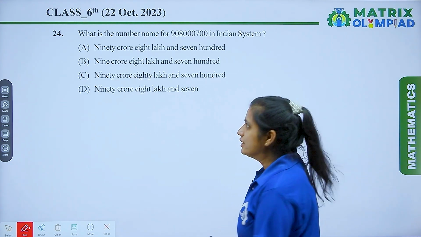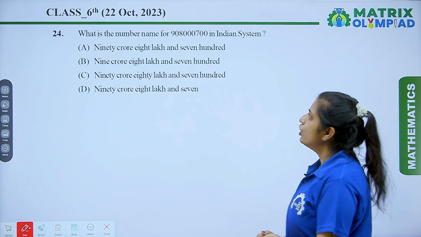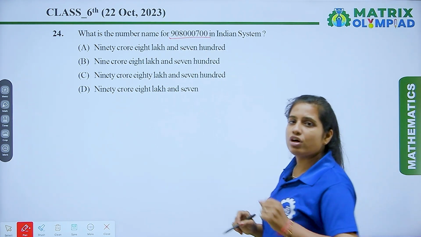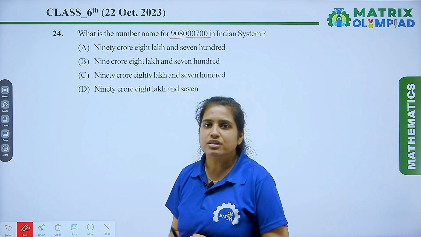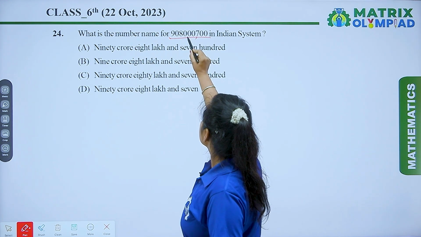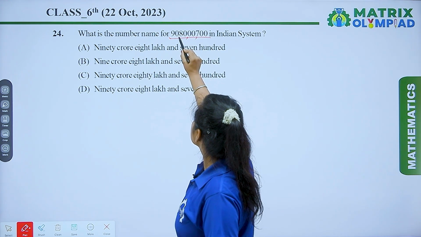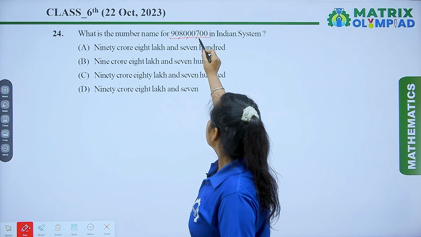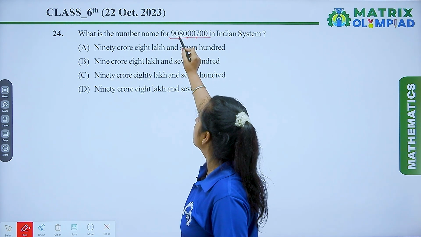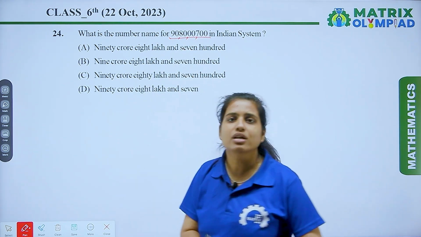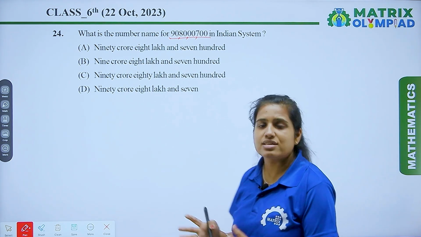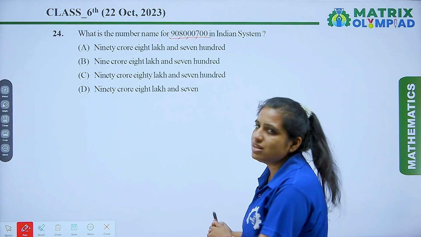Now the next question is, what is the number name for this in Indian system? So for Indian system, we have to first place the commas. Now here, the comma will be placed after the 2 digits: 700, then 1 stands 100, then comma, 1000, 10,000, lakh, 10 lakh, crore, 10 crore. So here, 90 crore, 80 lakh, 700 is the correct number name for this number.